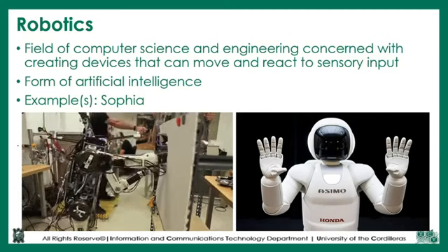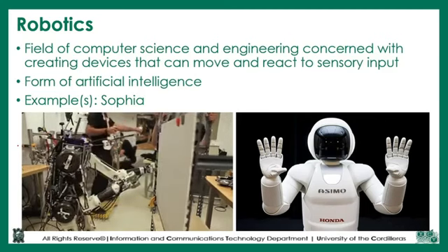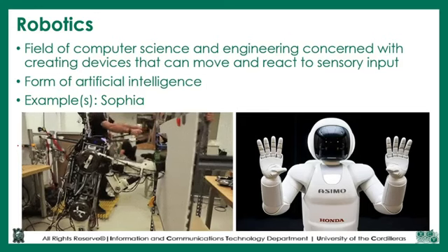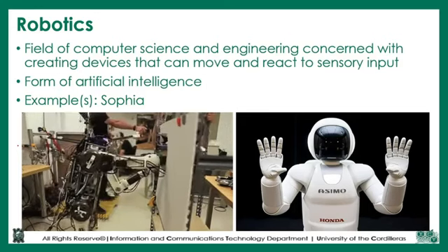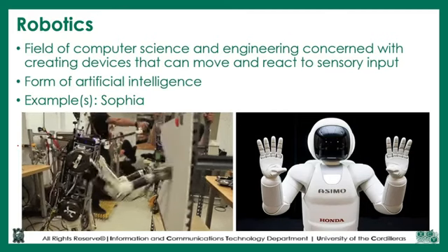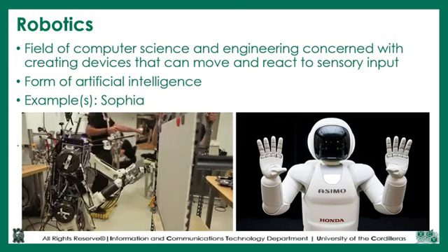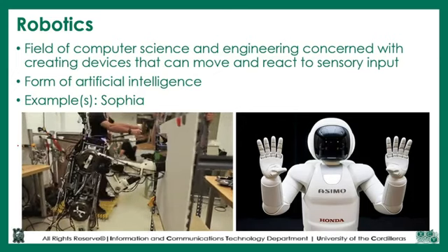On the right hand side, we have a robot called Asimo. So Asimo is a robot developed by Honda, and they're meant to be sort of a personal assistant, similar to a butler or a maid that will help you with chores around the house, serve you, let's say, food or drinks, and just be like a helpful assistant. So those are some examples of robotics or robots.